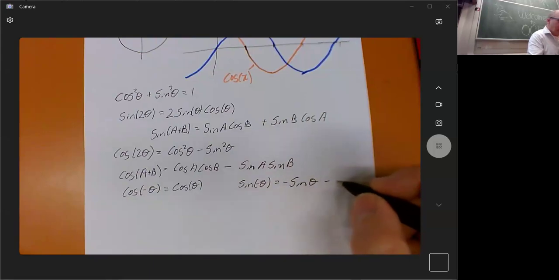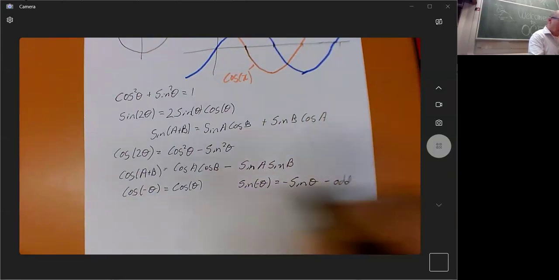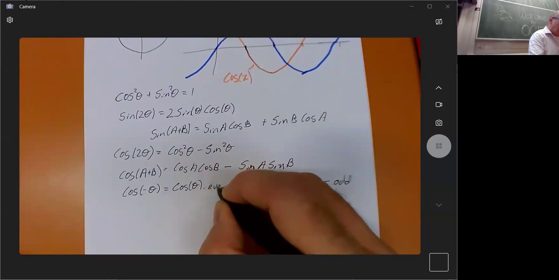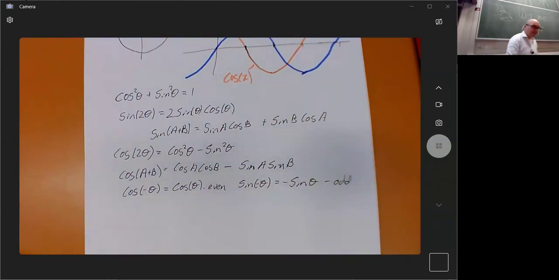Sine is odd, cosine is even. These are literally the definition of odd and even functions. And so even is symmetric around the y-axis, odd is a rotational symmetry around the origin. If I put a pin in it, rotate it by 180 degrees, it will look the same function. And you may not believe me, but with sine, that's definitely a thing.